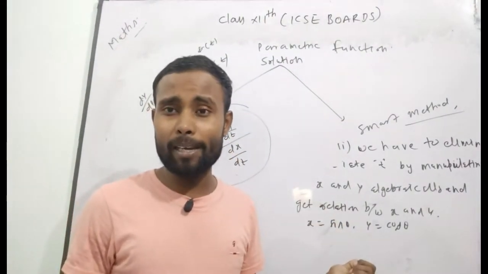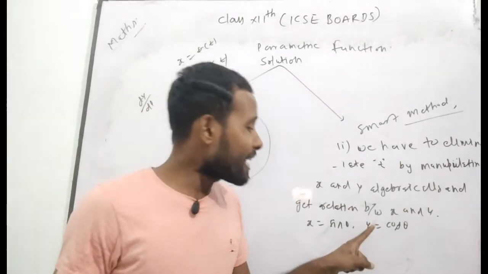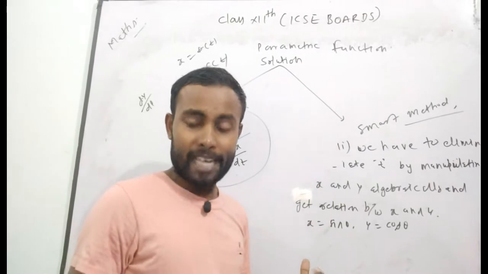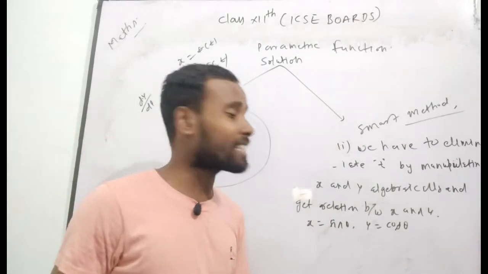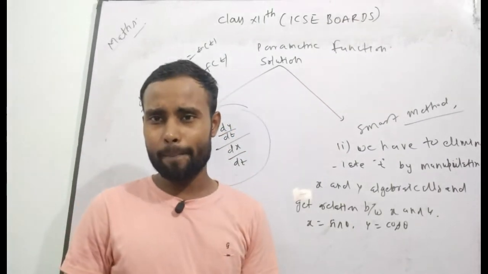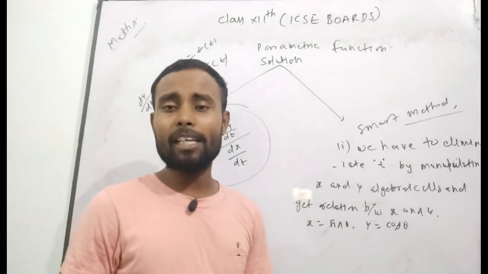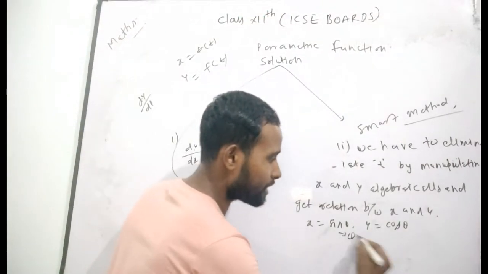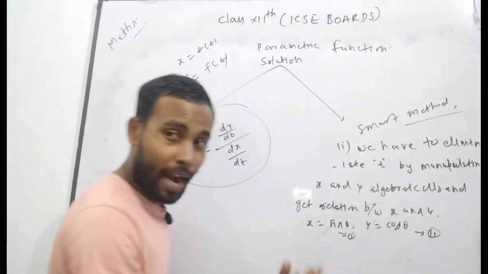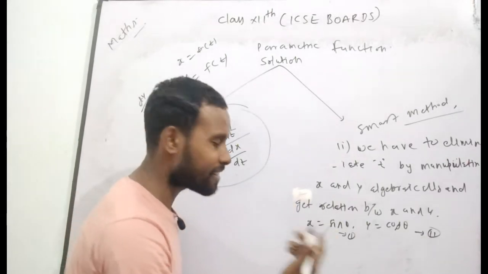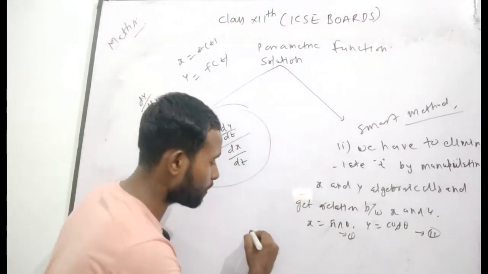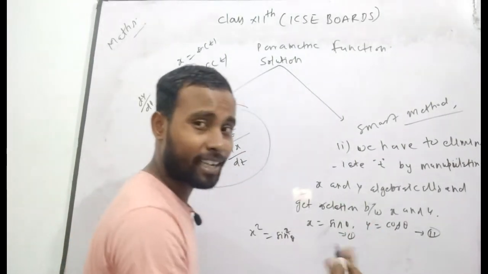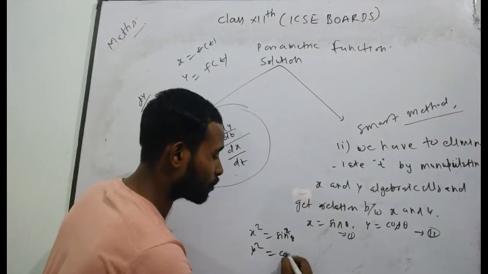Now, what is the third variable here? Here, the third variable is theta. How can you manipulate these parametric equations such that theta can be eliminated? I want to give you a hint. Suppose this is equation first and this is equation second. Squaring equation first, you get x square is equal to sin square theta. And squaring equation second, you get y square is equal to cos square theta.